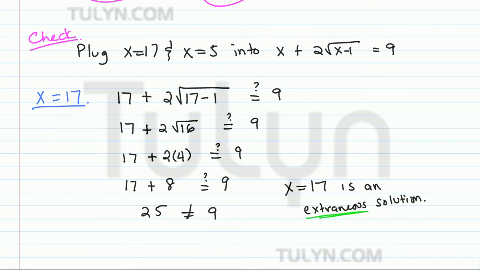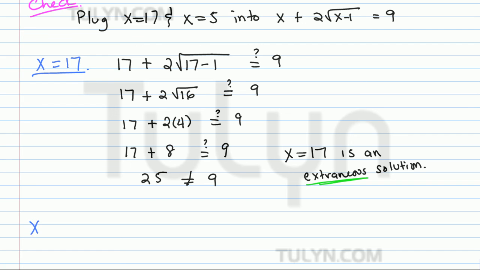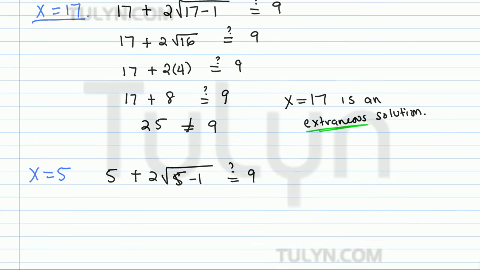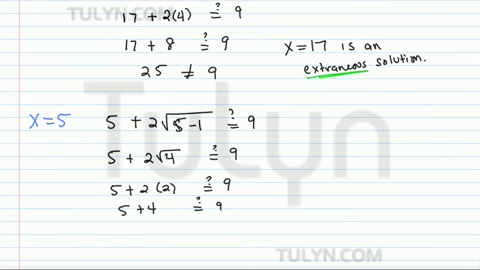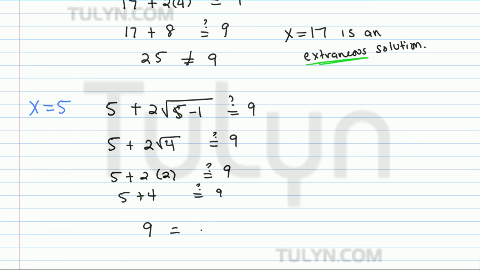So now that we've checked 17, let's check the other one to see if that works. x is equal to 5. So wherever we see an x, we plug in a 5. So we get 5 plus 2 times square root of 5 minus 1. I almost wrote an x there. And we want to see if that's equal to 9. So 5 plus 2 times square root of 4. Square root of 4 is 2. 2 times 2 is 4. And finally, 5 plus 4, as it turns out, is 9.